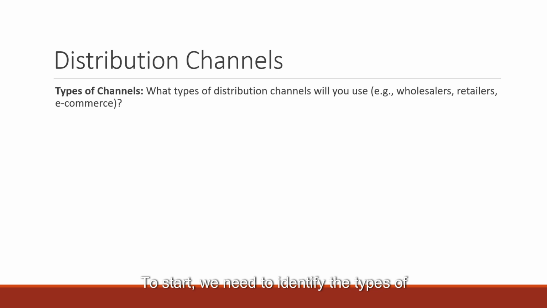To start, we need to identify the types of channels that will be used to distribute the products. Distribution channels can vary widely and may include wholesalers, retailers, and e-commerce platforms, among others. Each type of channel offers unique advantages. Wholesalers, for example, allow us to reach a large number of retailers, whereas direct retail stores or online platforms let us interact directly with consumers. By selecting the right mix of channels, we can ensure that our product is available where our target customers are most likely to purchase it.